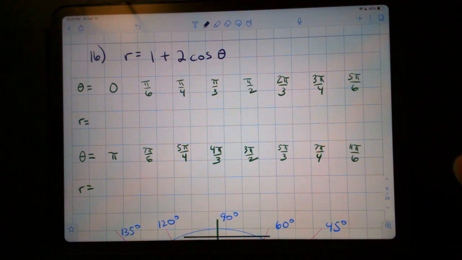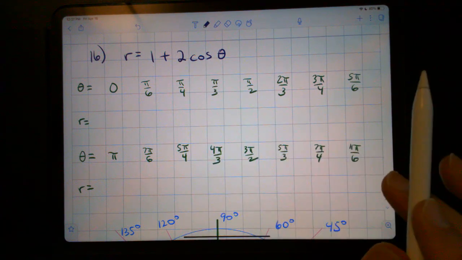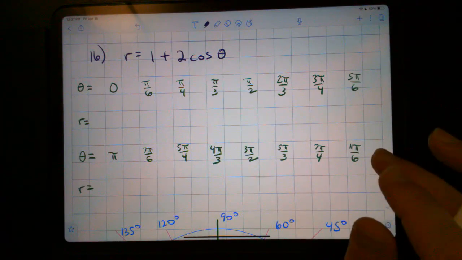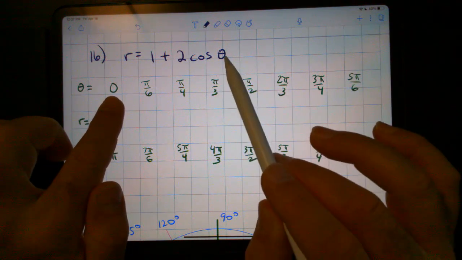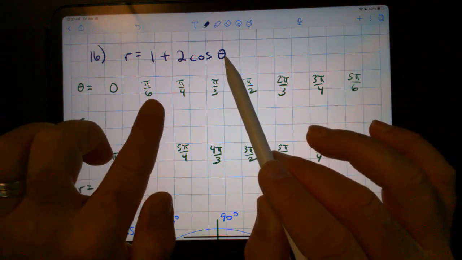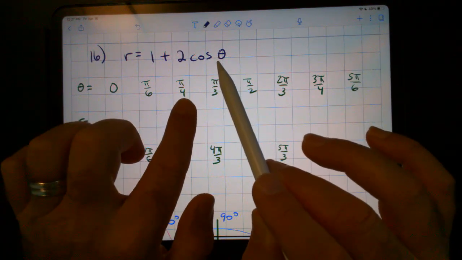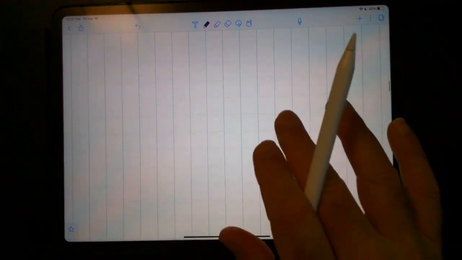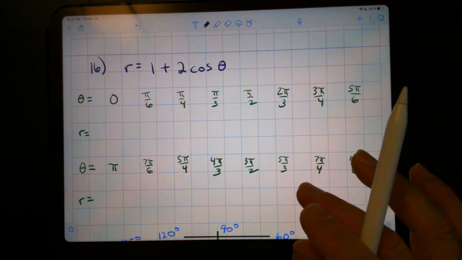Hello. Here I'm going to graph r equals 1 plus 2 cosine theta. And I have a basic representation of the angles. As I'm putting these in, this 0 radians goes into cosine 0. This pi over 6 radians will go into cosine of pi over 6. This pi over 4 goes into cosine pi over 4. It's what I've been doing with all of them. Let me show you step by step what's going on with that.